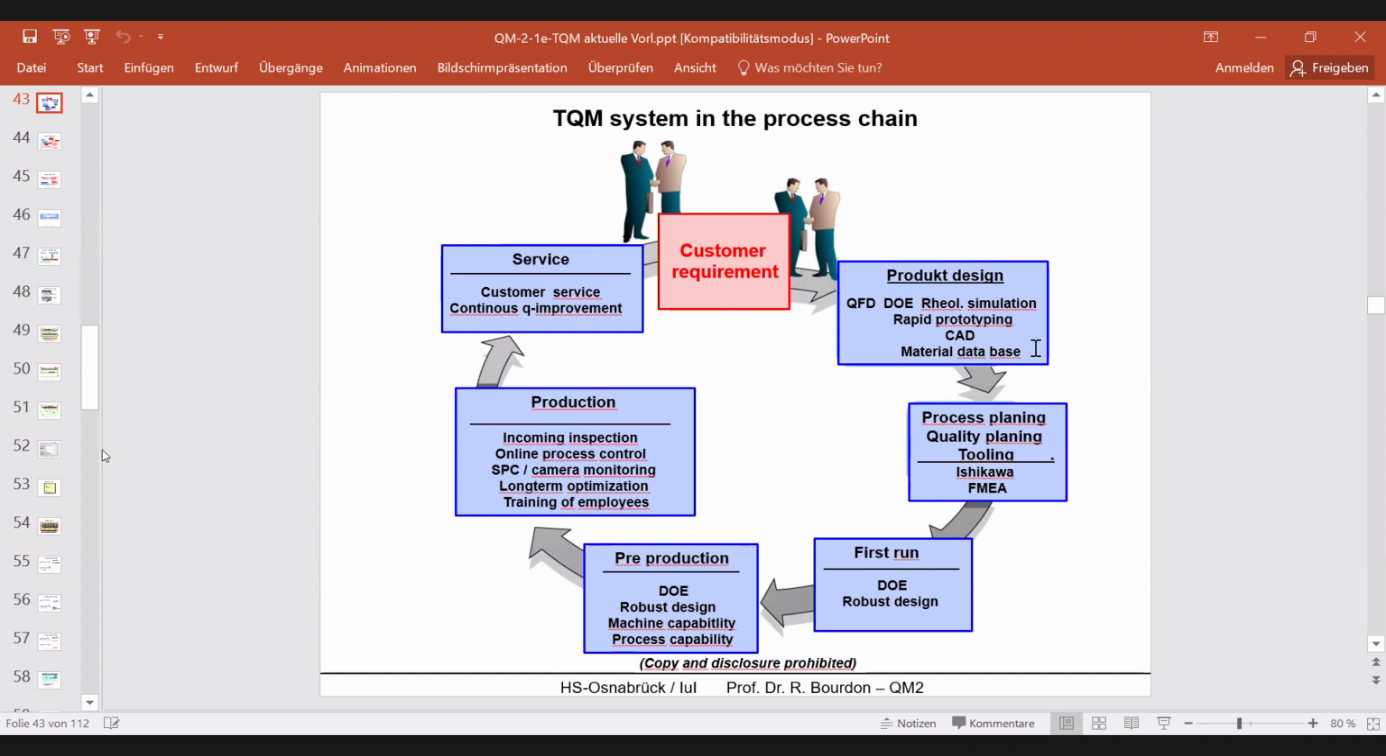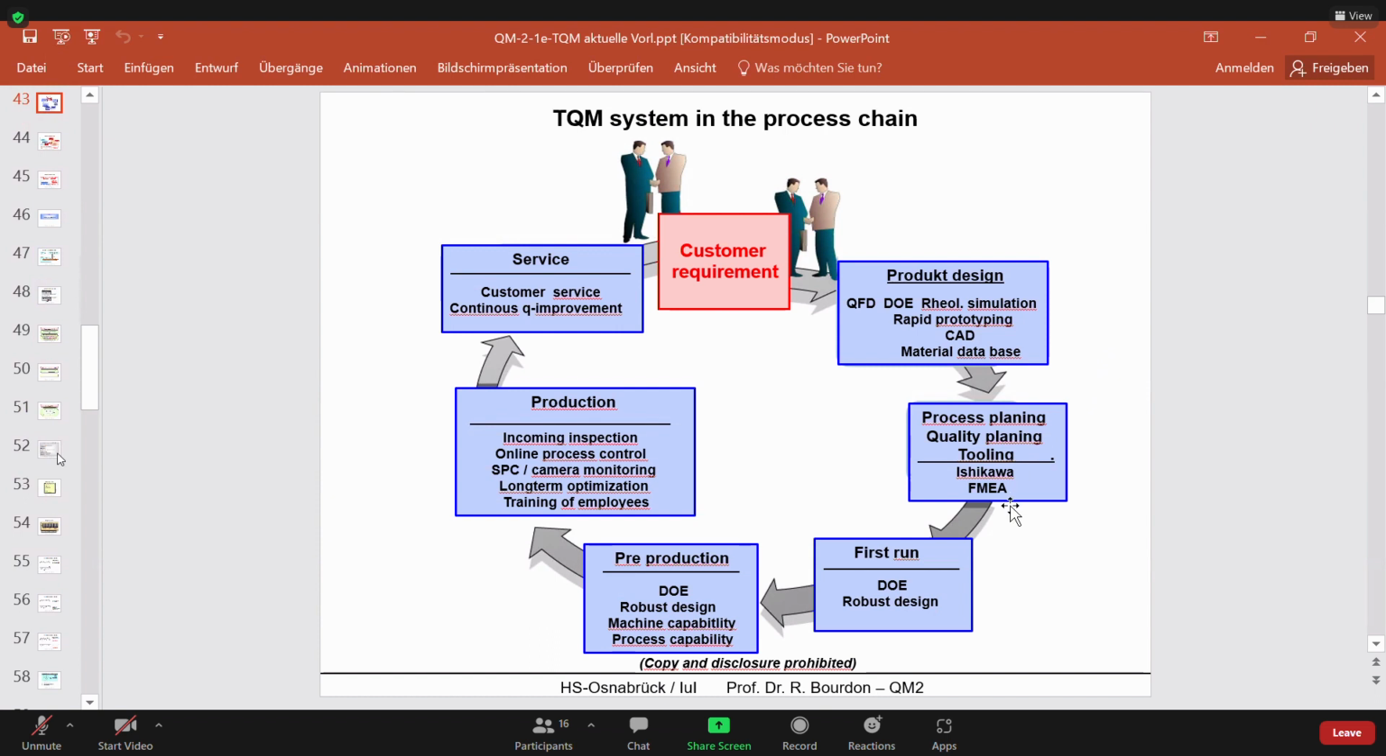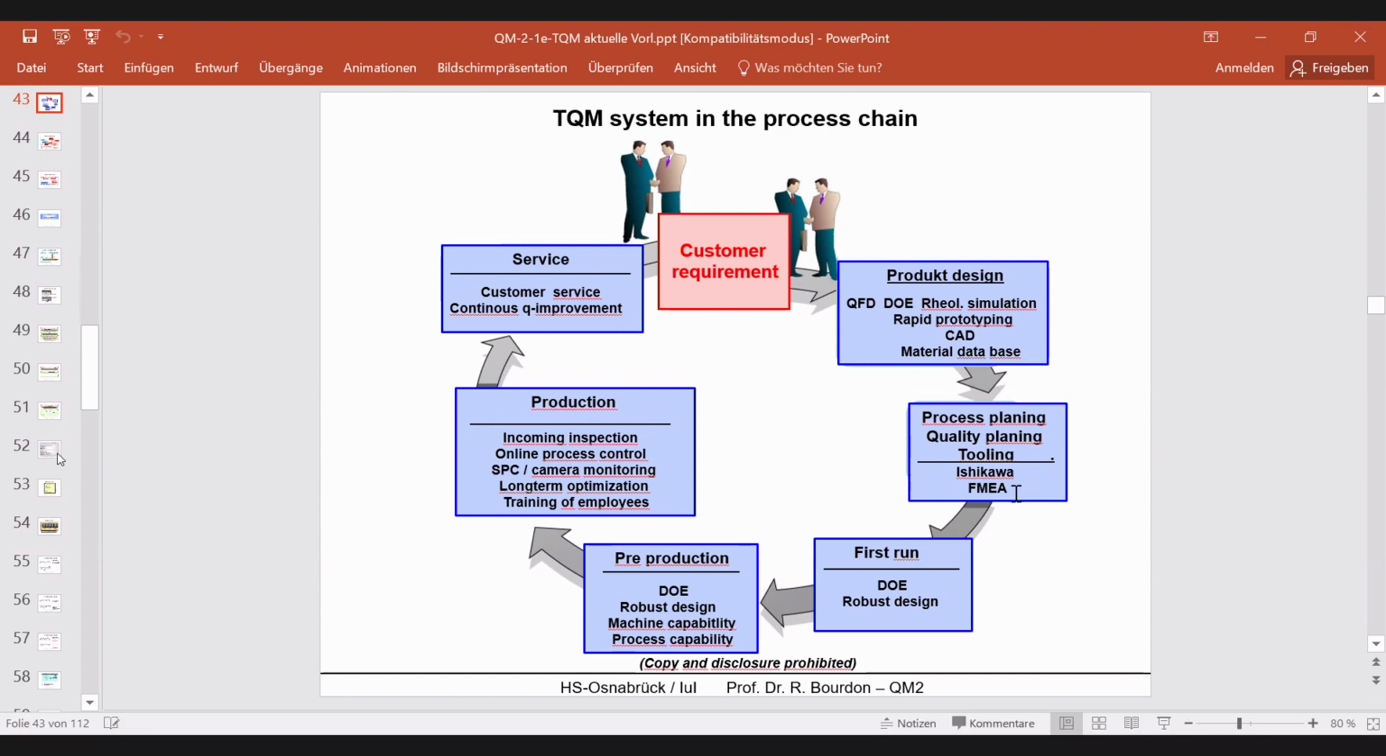The next step is the process planning, maybe tooling, quality planning, planning the tests of the new product, and the planning of the production process. And here they use the Ishikawa method and the FMEA method. Then if the process is built up, the machine is there, and the tooling, the mold, and the material, then they can do a first run. And here they're doing DOE, design of experiments.